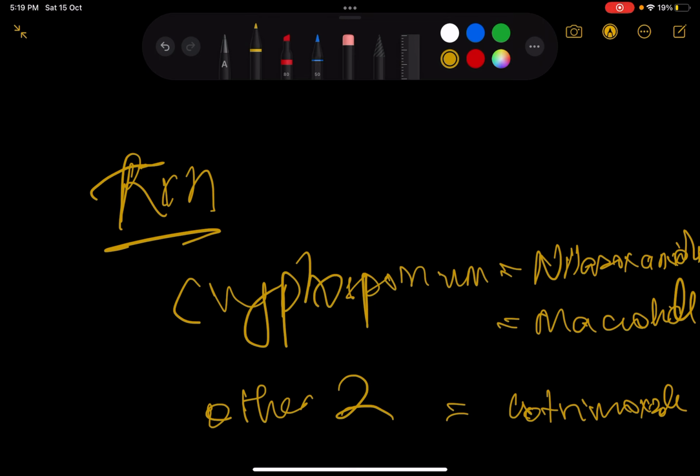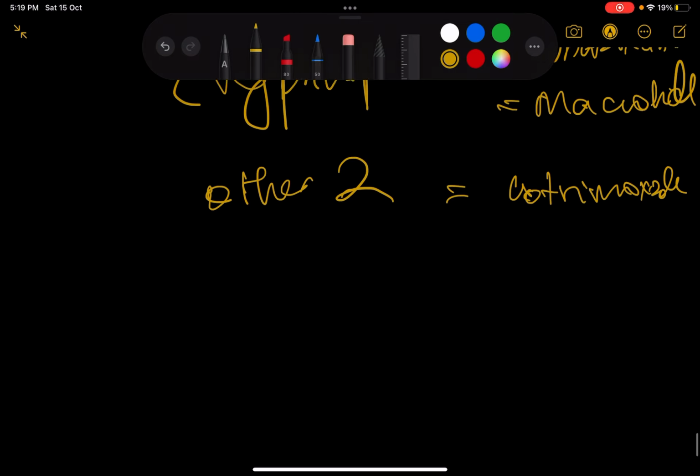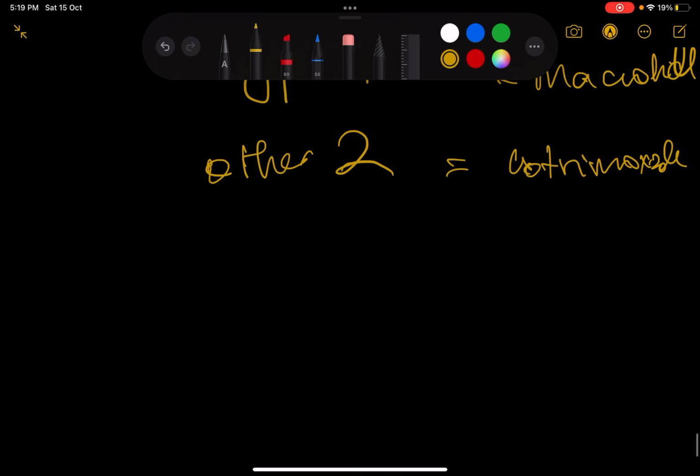So I think that is about it when it comes to all the protozoa. Next lecture we will look at the different helminths that can cause diarrhea.